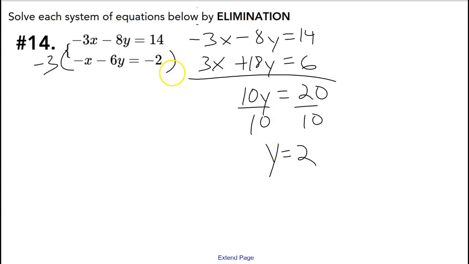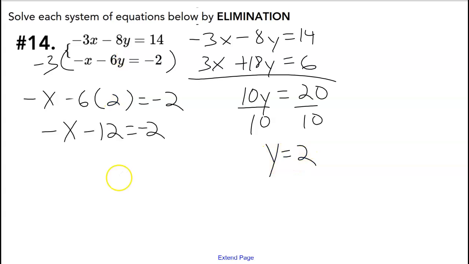Now you take that number, and I recommend you plug it into either one of these equations, but make sure you plug it into the original. I decided to plug that y in for this bottom equation. So I got negative x, negative 6 times y, which is 2, is equal to negative 2. Negative times a positive is a negative. 6 times 2 is 12. Alright, we got negative x minus 12.